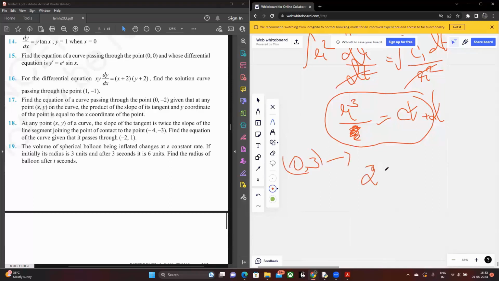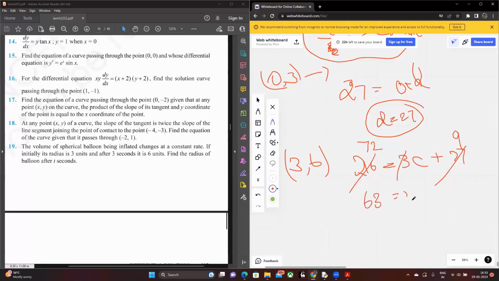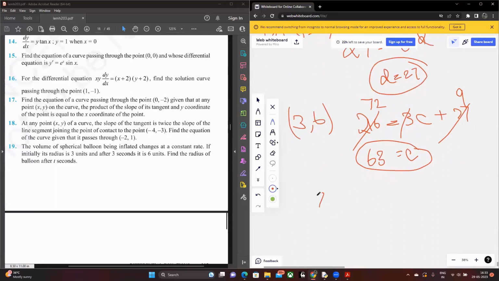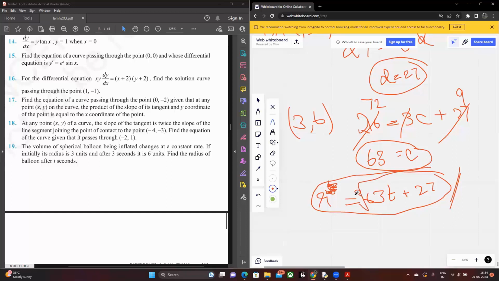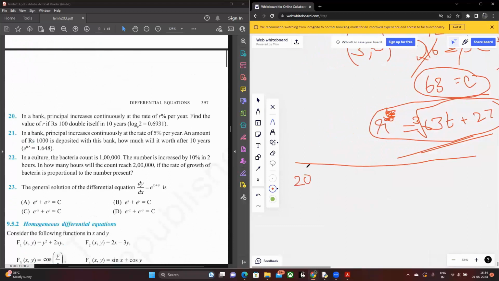You will notice that 27 is equal to 0 plus the constant, so the constant is 27, right? First of all, and then you substitute 3, 6, right? You'll notice that 216 is equal to 3 times c plus 27, right? This goes 9 times, this here goes 72 times, and 9 from here is 6. So c is equal to 6. Therefore, you have r cubed is 63 times t plus 27, or the radius of the balloon is the cube root of 63t plus 27. That is the answer, right?